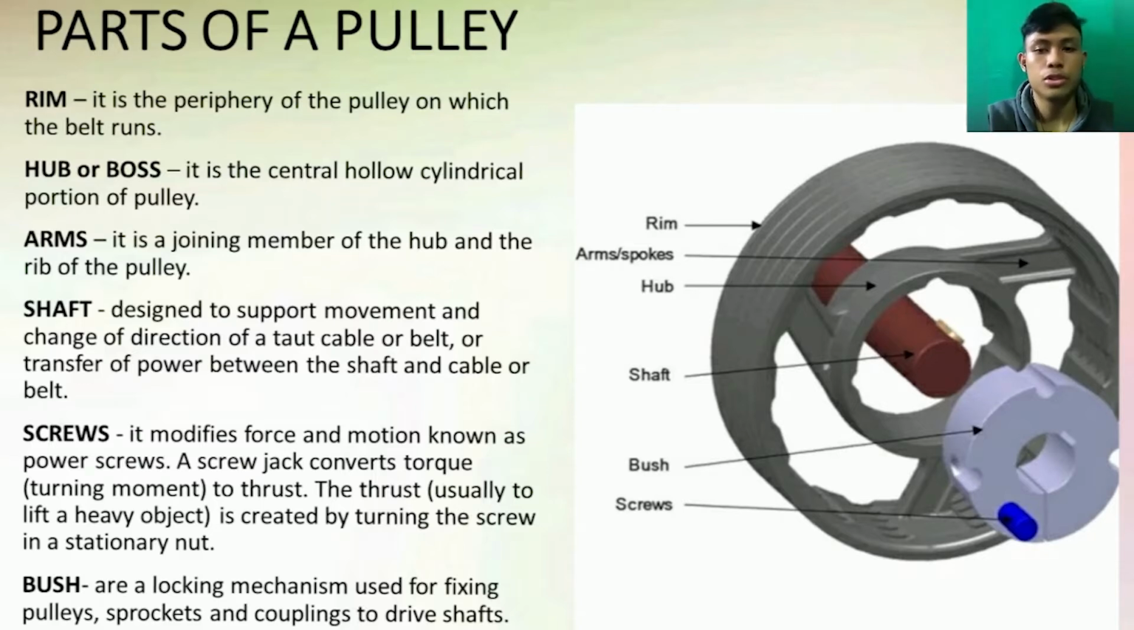And last is the bush. Bushes are a locking mechanism used for fixing pulleys, sprockets, and couplings to drive shafts. They are typically used in power transmission drives. Bushes are made from precision cast iron and are computerized for ease of size identification.